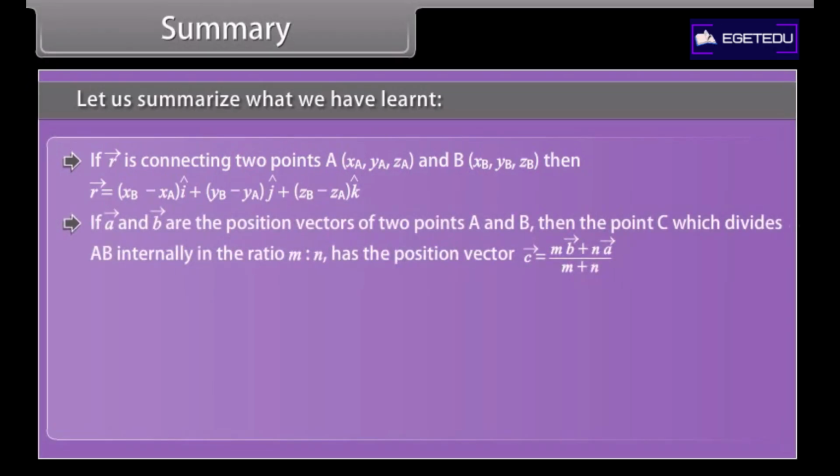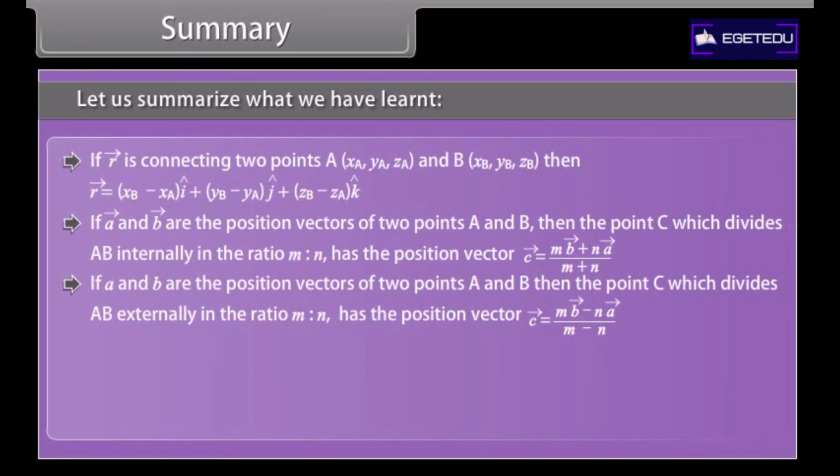If vector A and vector B are the position vectors of 2 points A and B, then the point C, which divides AB internally in the ratio m:n, has the position vector: vector C equals (m into vector B plus n into vector A) by (m plus n). If A and B are the position vectors of 2 points A and B, then the point C, which divides AB externally in the ratio m:n, has the position vector: vector C equals (m into vector B minus n into vector A) by (m minus n).